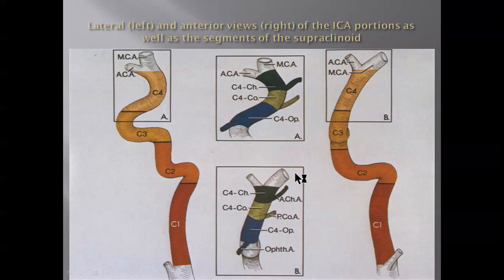Again, this is the same image from the posterior view, and here we can see the same image of all three segments: the ophthalmic segment, the communicating segment, and the choroidal segment.